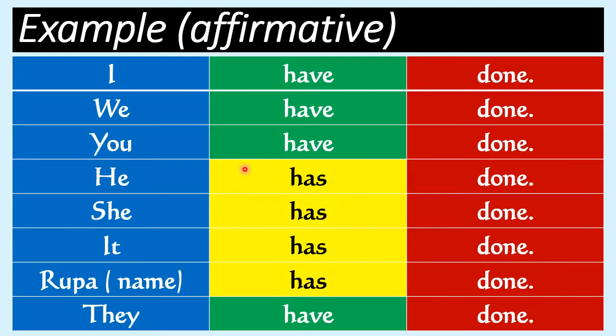Okay, some more examples of the affirmative form. Here in the first column I placed the subject, in the middle the auxiliary verb have or has, and in the last column the past participle form of the main verb. We use have with I, we, you, and has with he, she, it, and a name. We also use have with they.